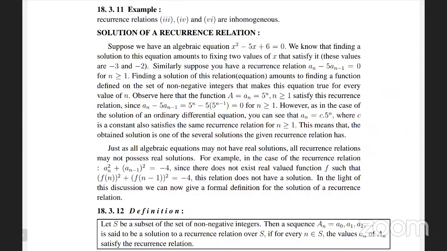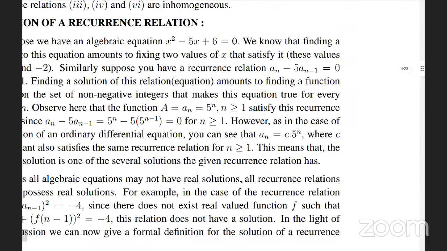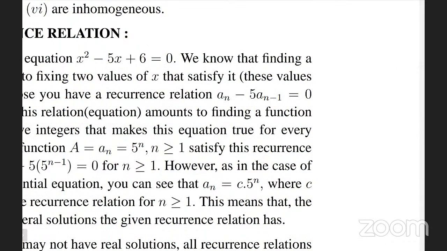So similarly, in the above equation example, I am taking the recurrence relation a_n minus 5 a_(n-1) equal to 0. I am asking to solve this equation. What happens? Clearly I can take a_n as x square, and a_(n-1) is x only. So x square minus 5x equal to 0.